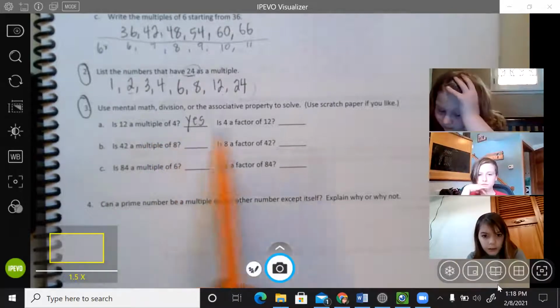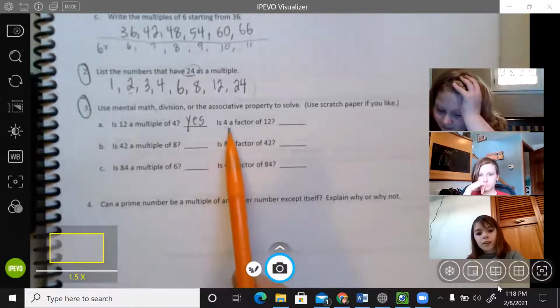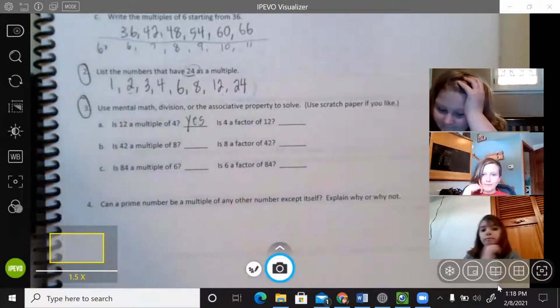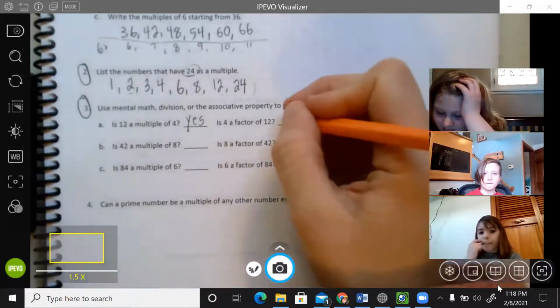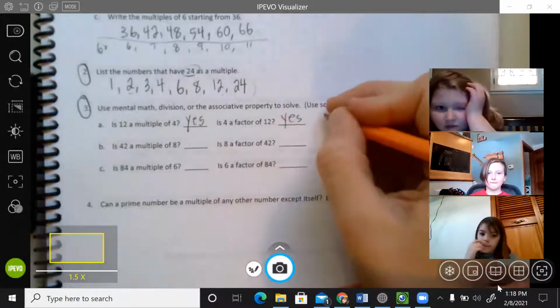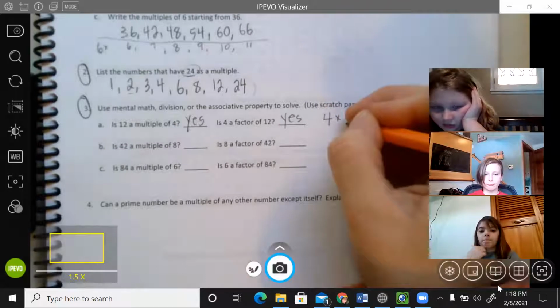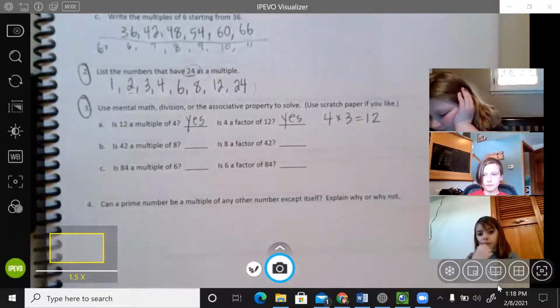So that works. And then, Nina, is 4 a factor of 12? So that means, does 4 times something give you 12? Yes. What is the fact? 3. Good. Let's write that down just so we have some proof.